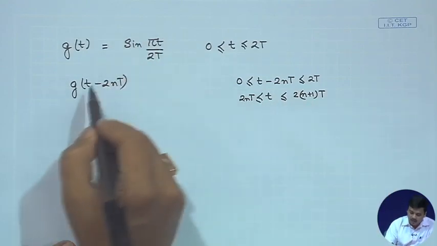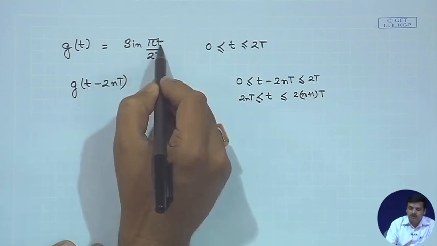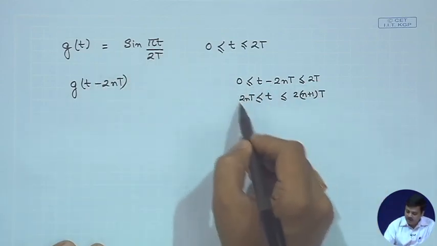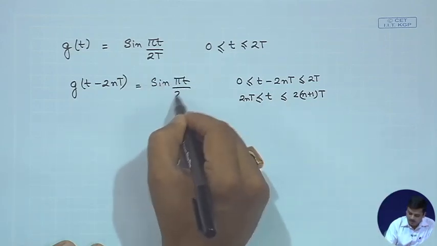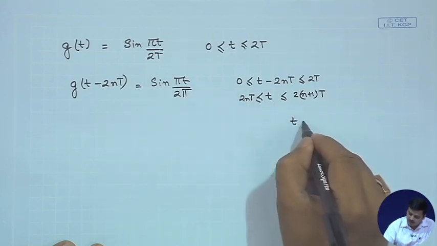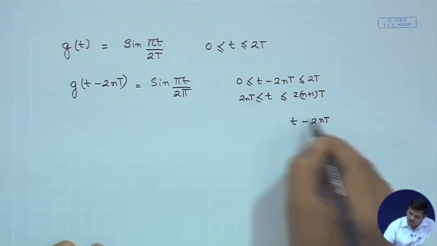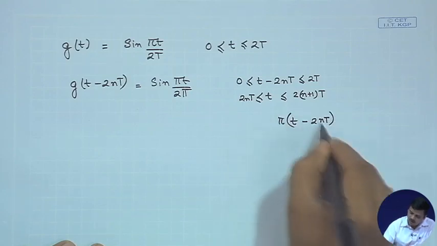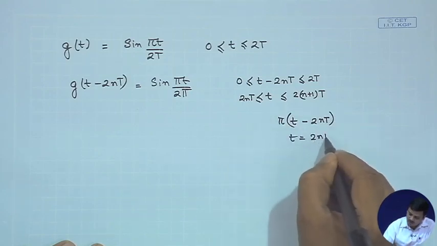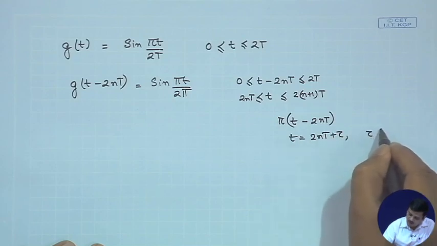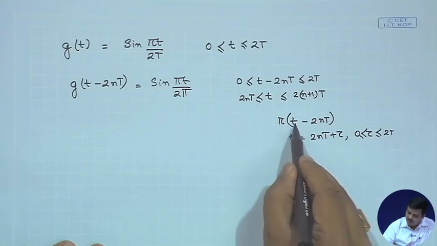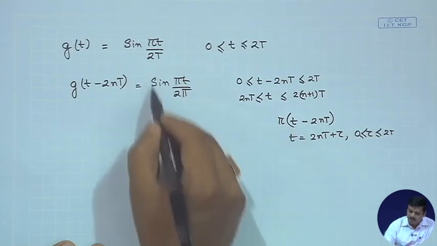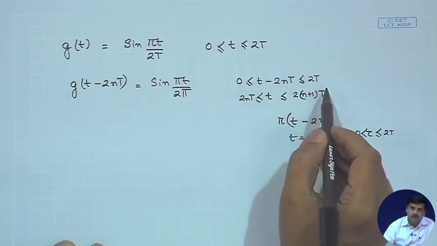The other form you could have used is to substitute t as t minus 2nT here, valid for this interval, and this would again turn out to be the same thing. For instance, I could put t equals 2nT plus tau, with tau lying in the interval 0 to 2T. The moment I put this, 2nT cancels out, I have sine of pi tau, and that is exactly what we have, valid for this interval of time.